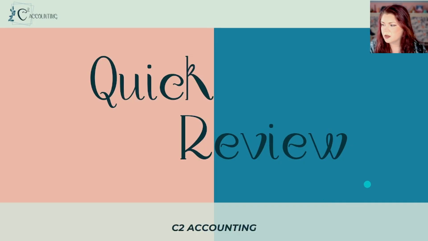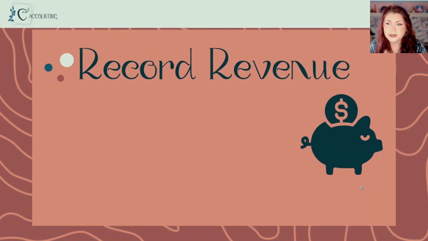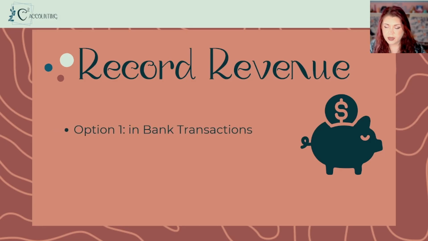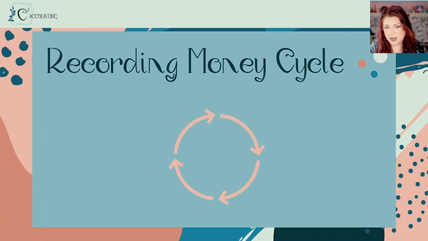Let's do a quick review. There are 3 main ways to record your received revenue. Please note that we are specifically talking about sales your business makes, not loans, transfers, refunds, or contributions. So for option 1, we can record revenue in the bank transaction feature. Option 2 is with sales receipts, and option 3 is using an invoice and a received payment.